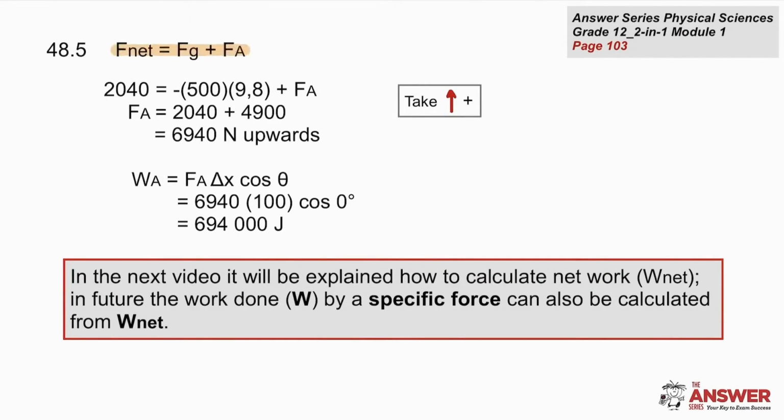We once more do a vector sum and are able to get a value for the magnitude of the applied force upwards. We then substitute that number into the work equation. Both vectors are in the same direction, so theta is 0, and we get a positive amount of work done.